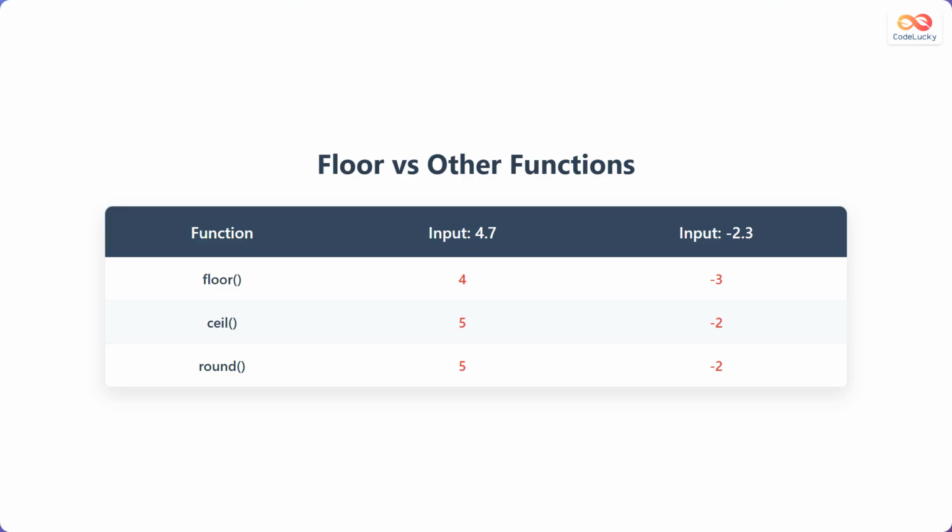It's important to understand how floor differs from other rounding functions. For the input 4.7, floor returns 4 by rounding down, ceil returns 5 by rounding up, and round returns 5 by rounding to the nearest integer. For negative 2.3, floor returns negative 3, ceil returns negative 2, and round returns negative 2. Floor is unique because it always moves toward negative infinity, regardless of the decimal portion.